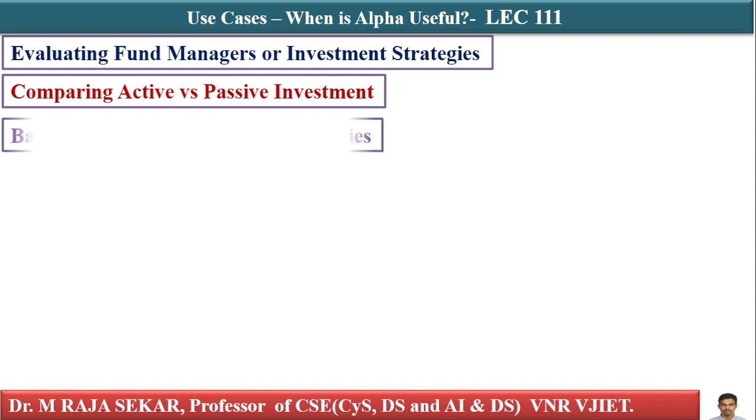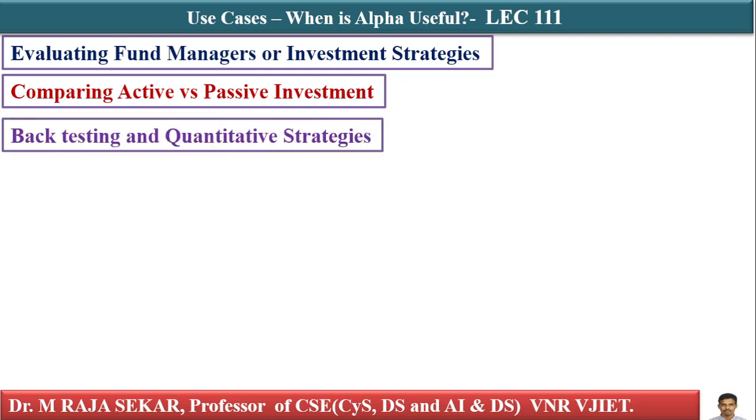Backtesting, that's important. Backtesting and quantitative strategies. Why? Analysts use alpha to determine if a trading strategy can consistently outperform the market. Use case: a backtested algorithm shows an annual alpha of 4%. It suggests potential outperformance if implemented live.